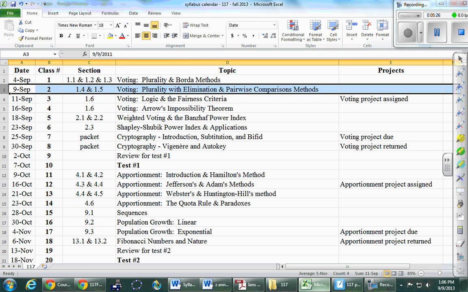Today, we talk more about voting, and we have two different vote counting methods. We've already seen two, plurality and Borda. Sometimes they give different winners. Today we're going to see two more. That'll bring us to a total of 4. That's it for the whole semester. We're just learning these 4.